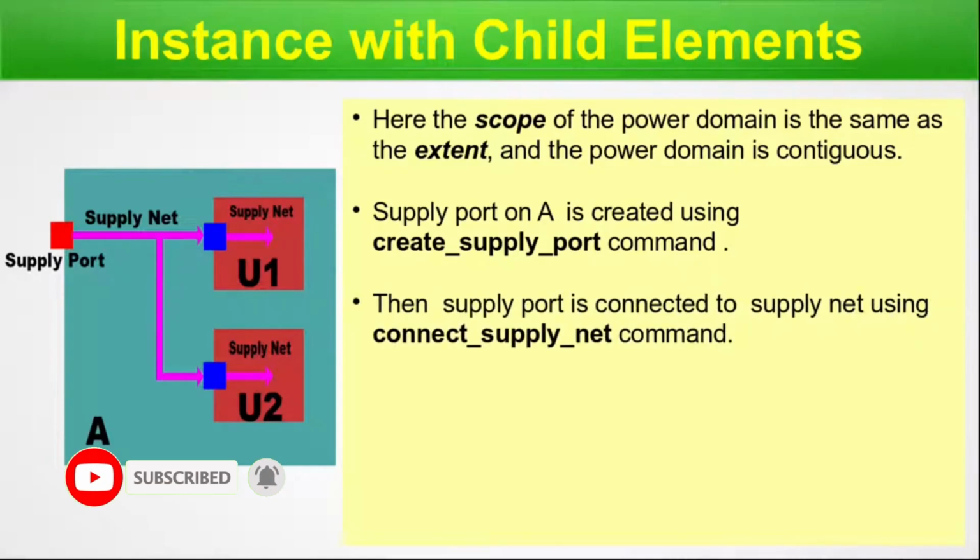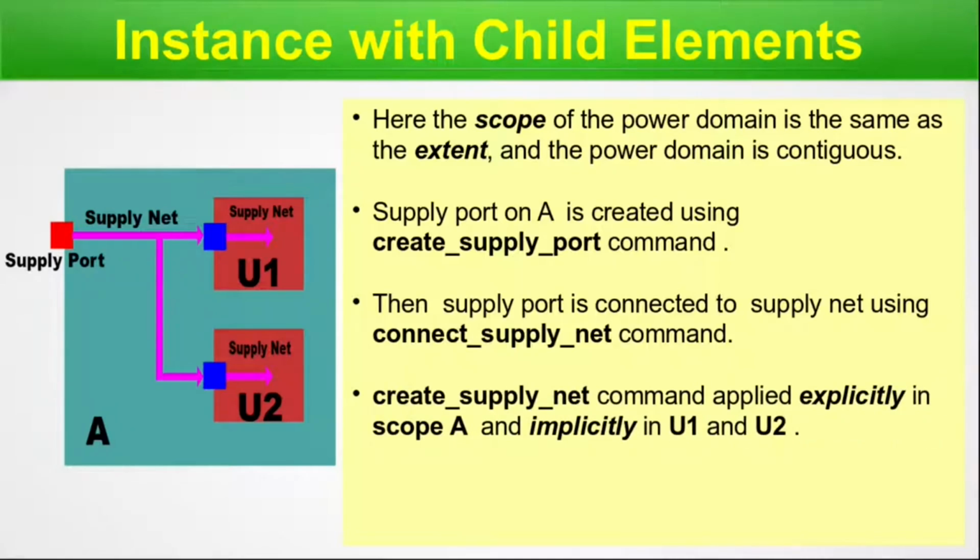Then the supply port is connected to the supply net using the connect supply net command. So this port has to be connected with the supply net. The pink color is the supply net, and that is getting connected with the supply port using the connect supply net command. These are UPF commands.